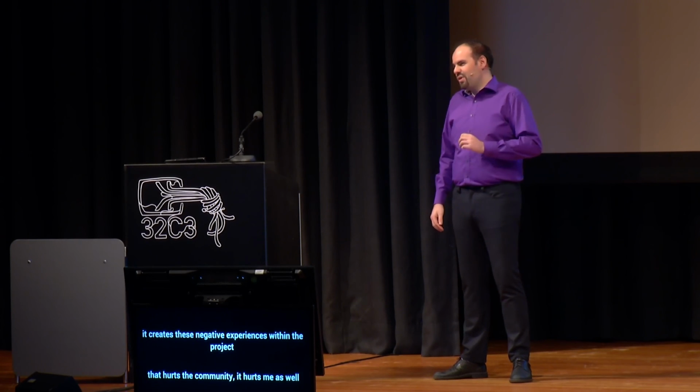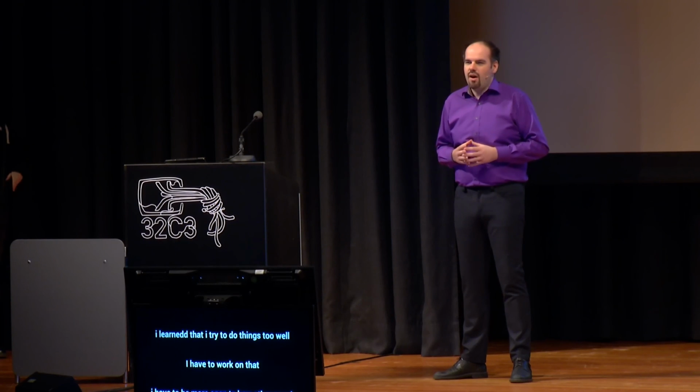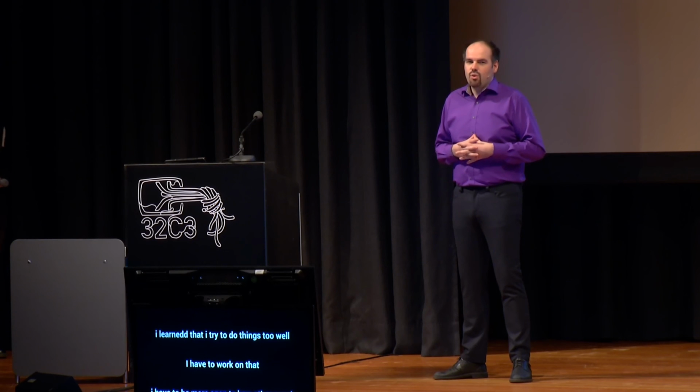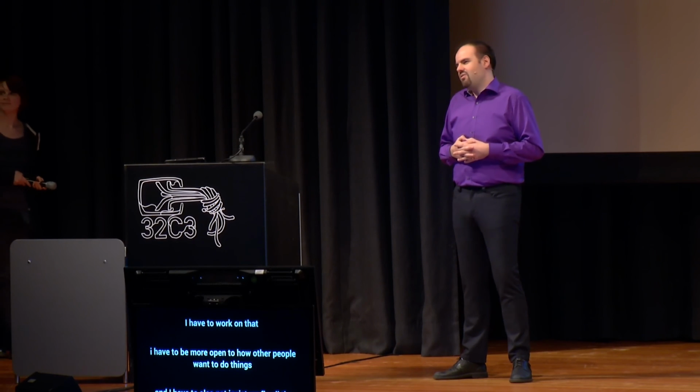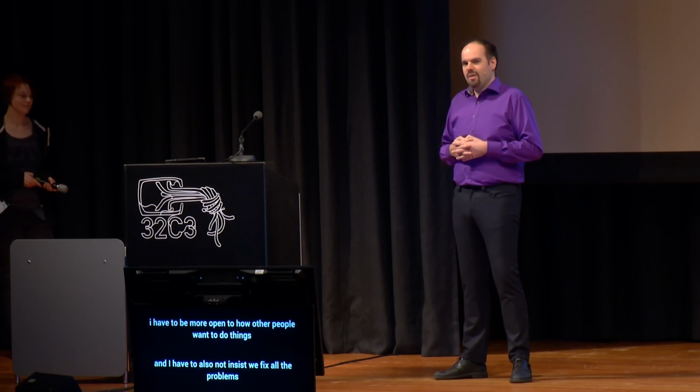I want to do things really, really well, and I learned that besides the consensus thing, that I try to do that too much, I learned that I try to do things too well. I have to work on that. I have to be more open to how other people want to do things, and I have to also not insist that we fix all the problems before we've experienced them. I have to let things go wrong sometimes, and maybe I can, in retrospect, then say, I told you so.